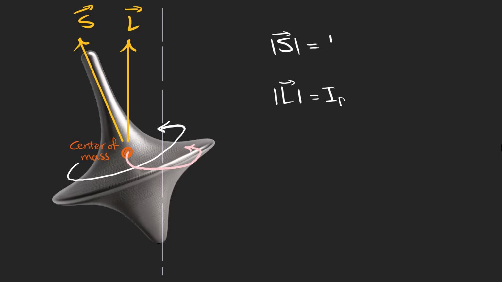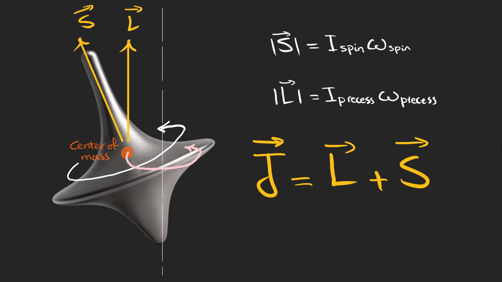We can find the magnitude of these two rotations by multiplying their moments of inertia around the associated axes with the magnitude of their angular velocities. The total angular momentum is the vector addition of these two angular momenta, and by knowing the components of these two vectors it can be easily calculated.